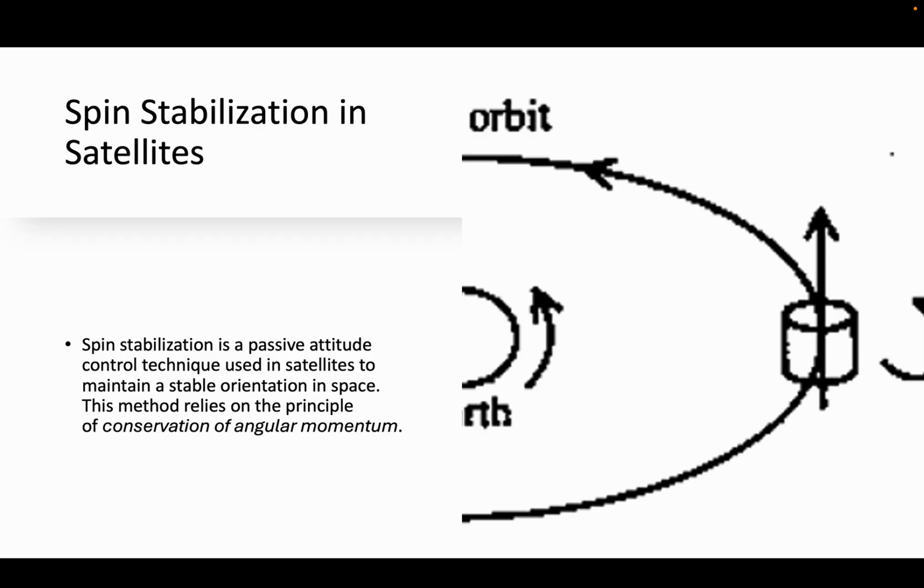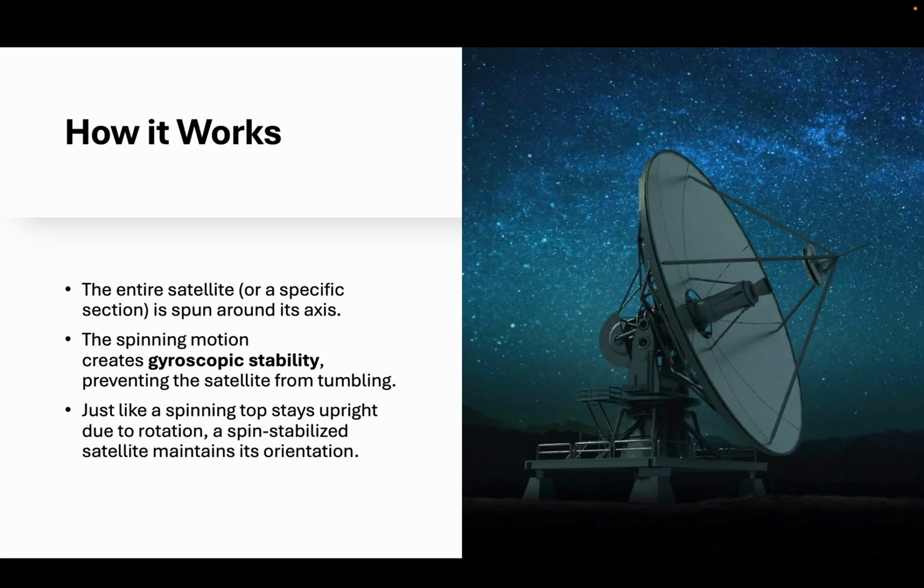And we use the spin stabilization method because we need to maintain a stable orientation in space. If a stable orientation is not maintained in space, then we cannot have proper communication with the satellite. The spin stabilization method mainly depends upon the conservation of momentum. And how this method works is that the satellite is made to rotate around its axis.